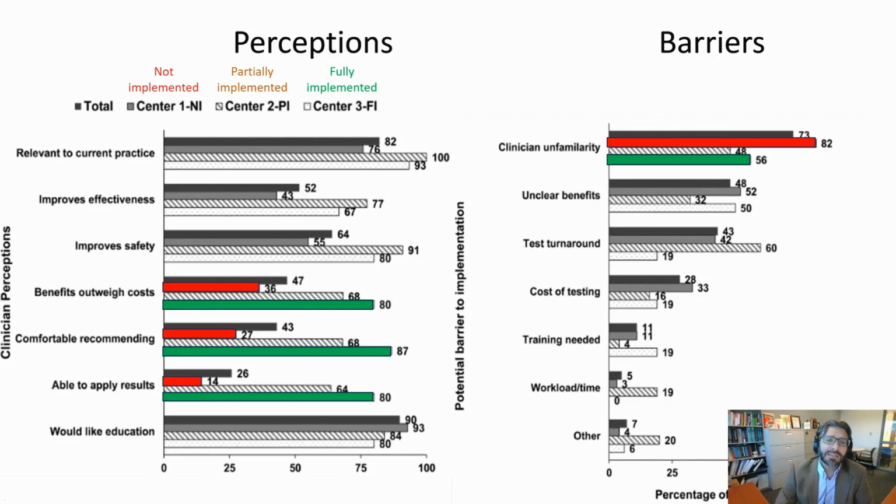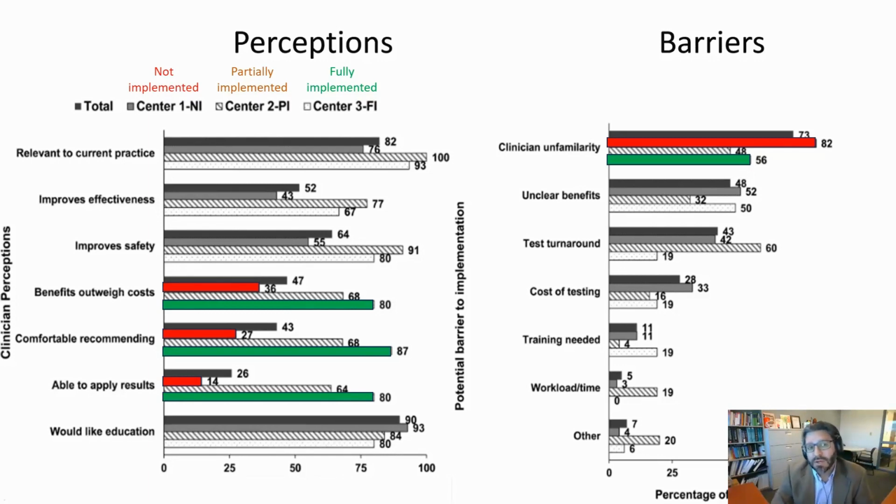And Erin asked a bunch of questions that were really good. And I highlighted the fully implemented as green and the not implemented as red. And you can see that there's large gaps to the answers of these questions, like whether or not a clinician felt comfortable recommending beta-lactam TDM. Only 27% in the not implemented group versus 87% in the fully implemented group.